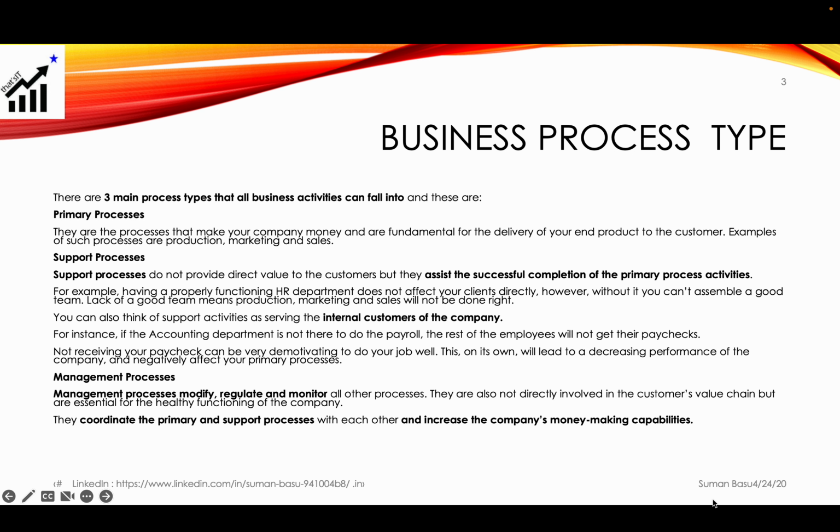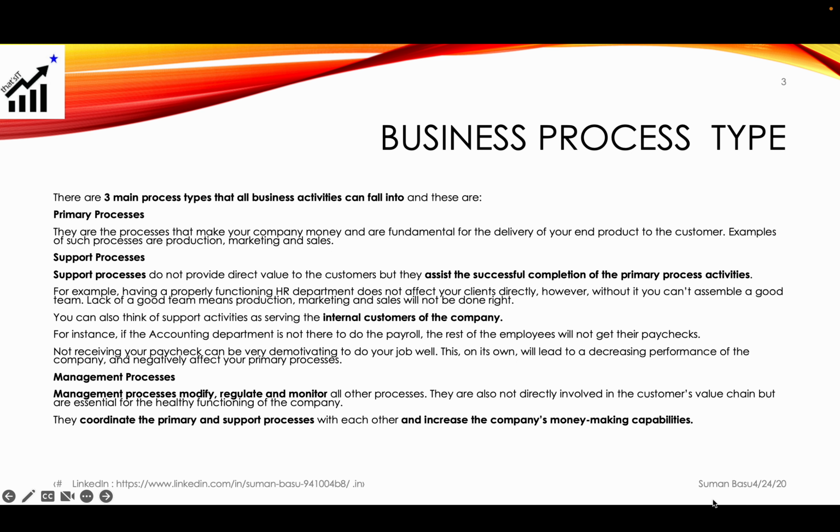But those primary processes cannot work on their own unless all support processes are in place. Support processes are always very important because they assist the successful completion of the primary process activity. For example, the HR function is a support process. Without the HR function, if the employees are not there, not happy, or not taken care of, your primary process cannot work. Similarly, finance may be a support process, because it will help you measure how your business is doing.